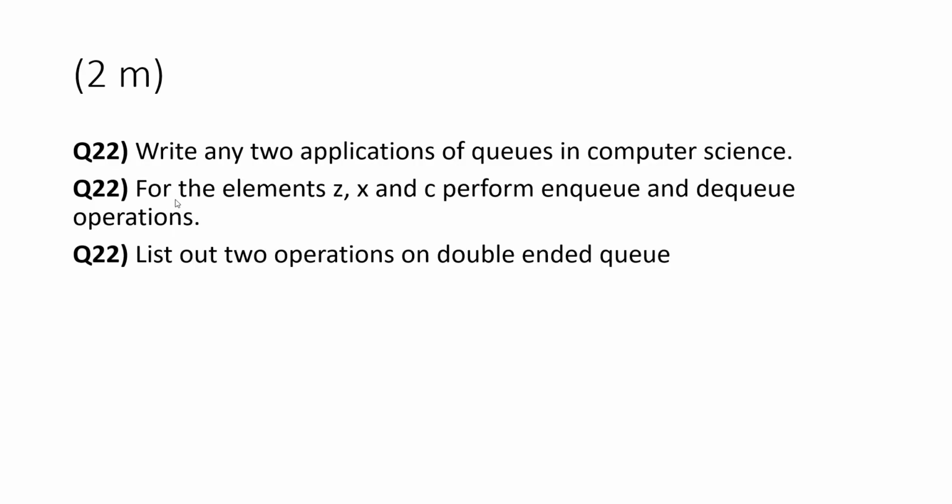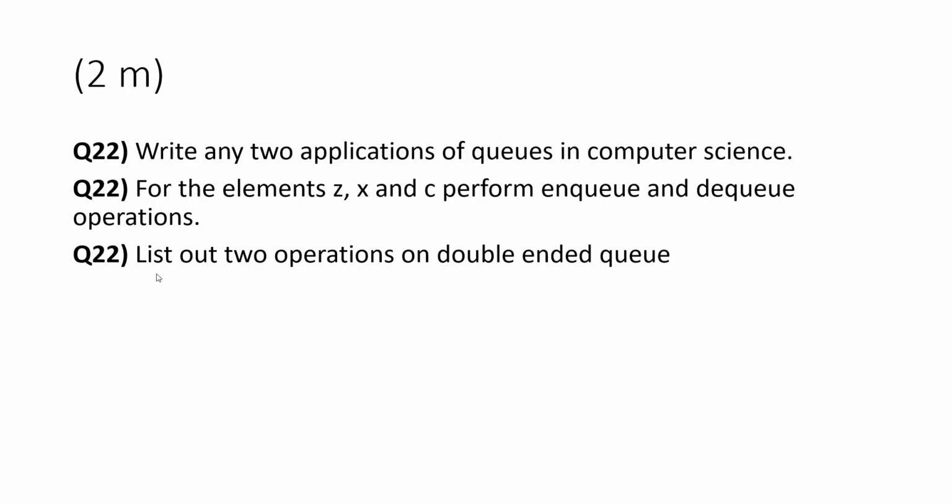Another question. For the elements Z, X, C, perform NQ and DQ operations. Then what the answer is, is already given to you. So NQ Z, NQ X, NQ C you have to write. Then DQ, DQ and DQ three times you have to write. So at the end, what will be the status of the queue, that also you have to show.